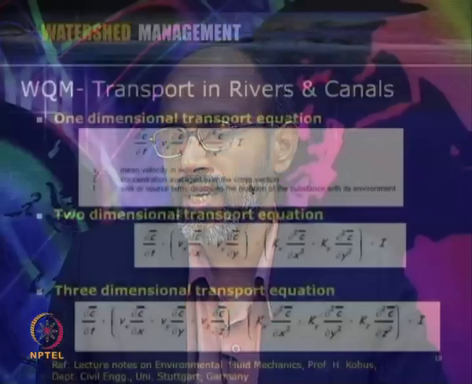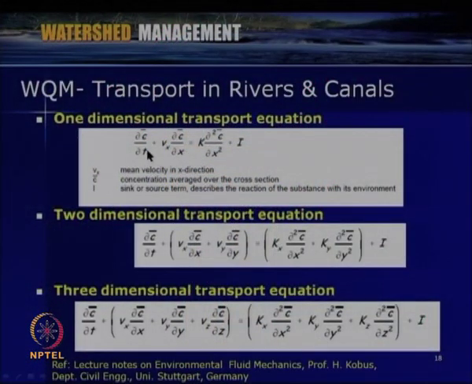As far as the modeling is concerned, for example, the contaminant transport within a river or a channel, as I mentioned, the modeling can be one dimensional, or two dimensional, or three dimensional. Accordingly, the governing equation is given. For example, one dimensional modeling: del c by del t plus V x into del c by del x is equal to k into del square c by del x square, where k is the dispersion coefficient and I is the sink or source term. Like that we can represent.